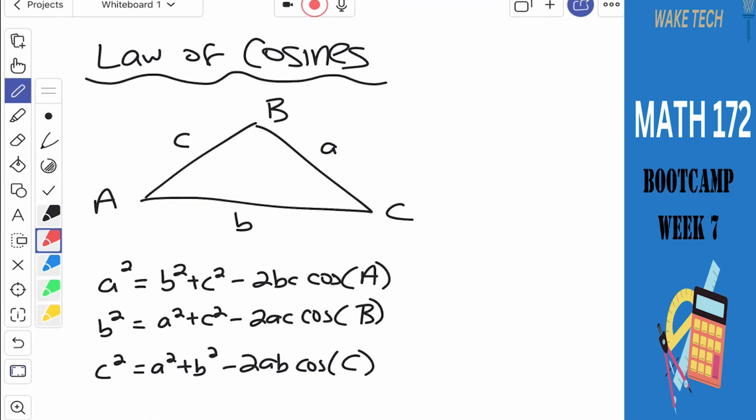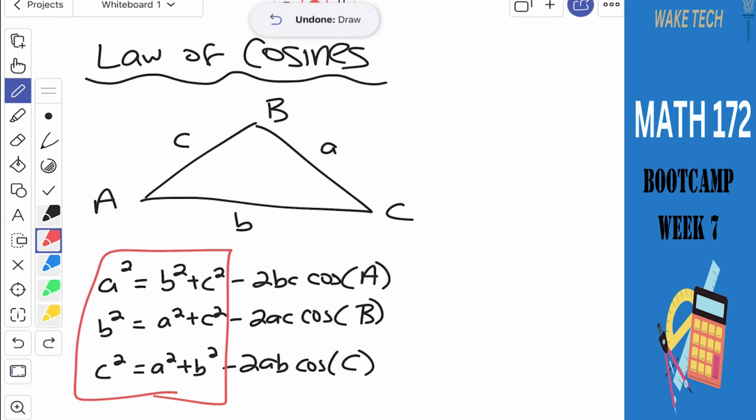When I mentioned at the beginning that it looks a whole lot like the Pythagorean theorem, what I was talking about is the first 3 terms in each of these equations. The minus 2 whatever cosine of an angle is kind of an amendment to the Pythagorean theorem, but all of these start out pretty similar to it.